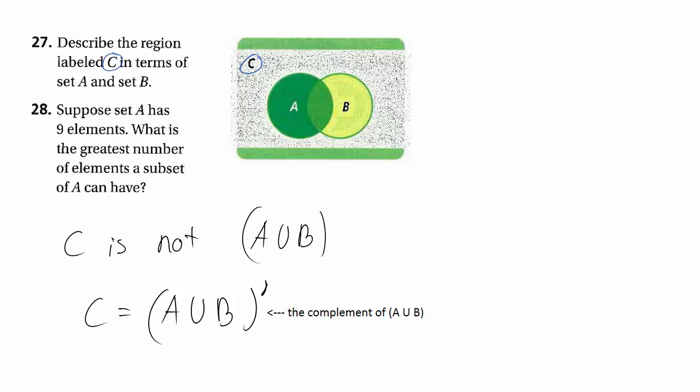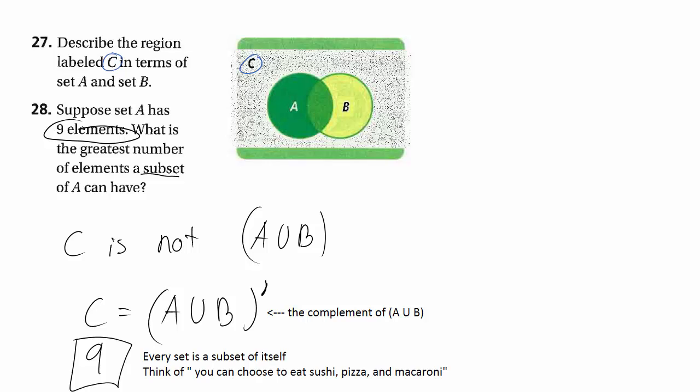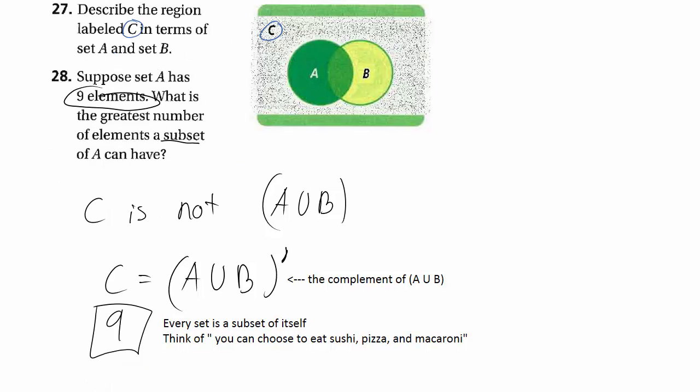And for the final one, what is the most elements a subset of 9 elements could have? Well, since every set can be a subset of itself, it could actually have 9 elements. So just think of this as a situation. If you have 9 buffet items to choose from, you could eat all 9 buffet items.